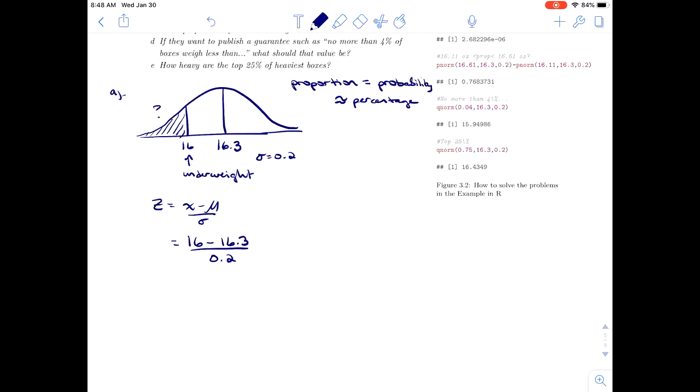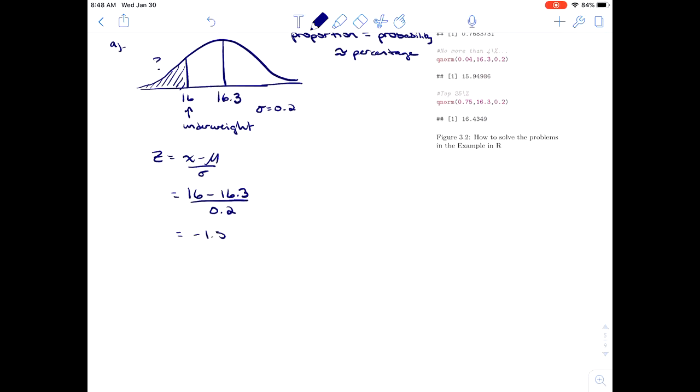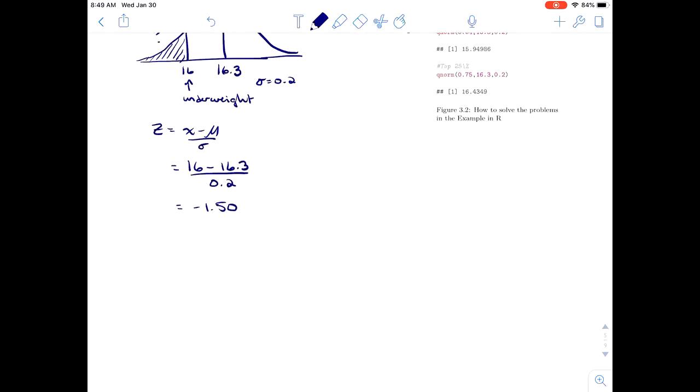I don't try to be a hero about this stuff. 16 minus 16.3 divided by 0.2, negative 1.5. I'm going to put a 0 on there, right? Because we know we need 2 decimal places. So the second decimal place would just be 0. That's kind of our first step. Just to save myself a little bit of space, I'll put the second step beside it. Usually I like to work down a page, but real estate is at a premium here.